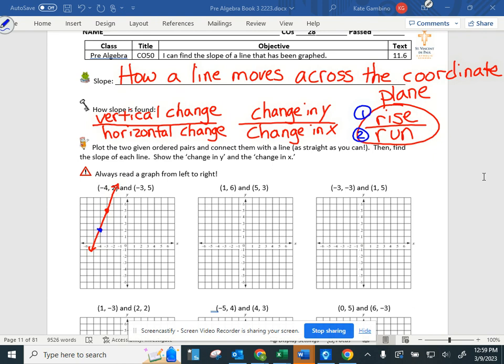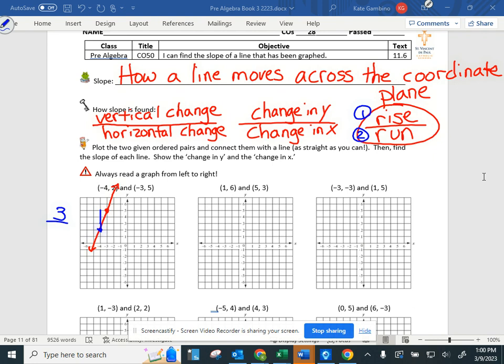So we're starting at -4, and our first thing we do is the rise. So this one goes up, so I'm going to count how many up. 1, 2, 3. I went up 3 lines, so I'm going to put a 3 on my rise spot, on the numerator part. Now I'm going to count my run.